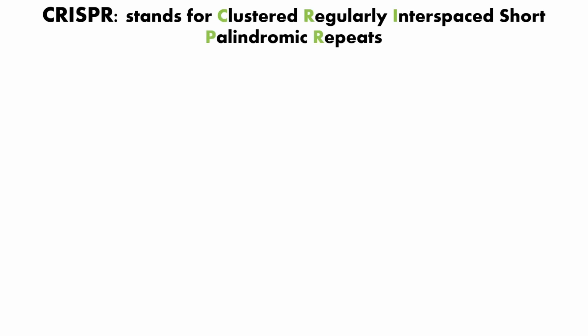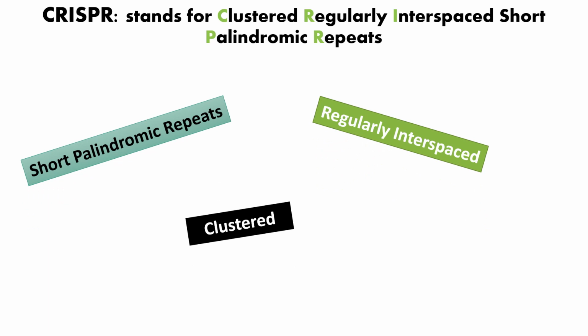Okay, so we will start with the name. What does CRISPR actually stand for? It stands for clustered regularly interspaced short palindromic repeats. The name is quite long and maybe hard to understand, therefore we need to break it down into three main parts. We have the short palindromic repeats, they are regularly interspaced, and they are in clusters.